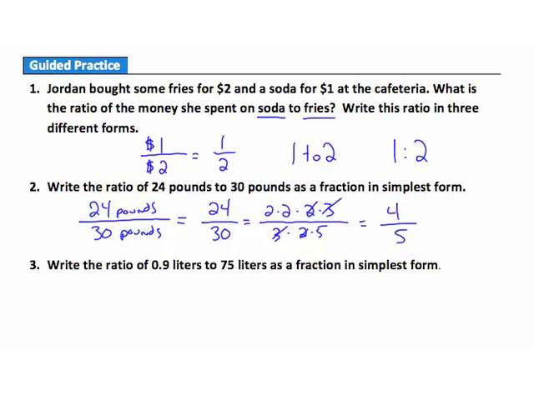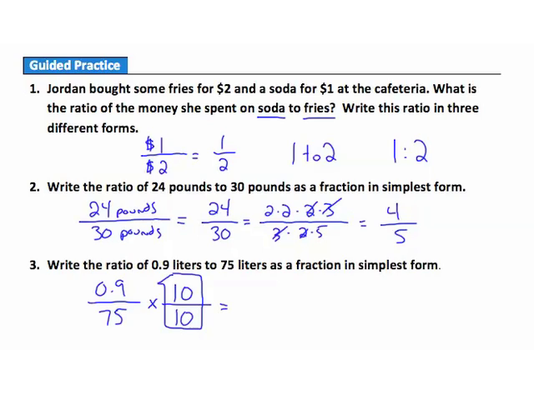Question 3. Write the ratio of 0.9 liters to 75 liters as a fraction in simplest form. So we're starting out here with 0.9 liters, 75 liters in the denominator. Now, we need to clear out the decimal in the numerator, which means we need to move that decimal 1 place to the right. So to move that decimal 1 place to the right, I'm going to multiply by 10. Now, I also need to multiply the bottom by 10 so that I'm multiplying here by a value of 1, and I'm not changing the value of this original ratio.